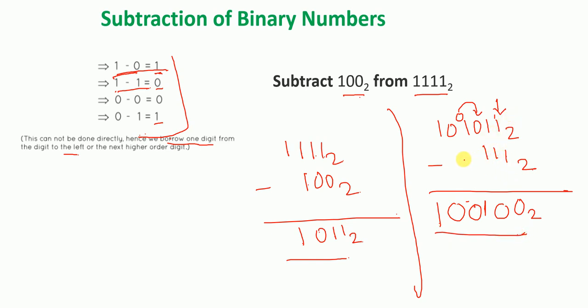It's very simple, guys. You just need to follow these rules: 1 minus 0 is 1, 1 minus 1 is 0, 0 minus 0 is also 0, and 0 minus 1 is 1, but we have to borrow 1 from the left digit in this case.